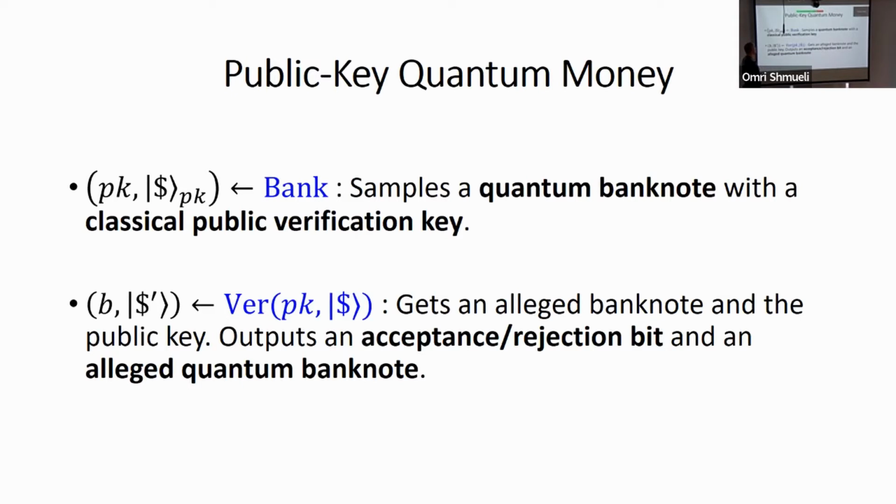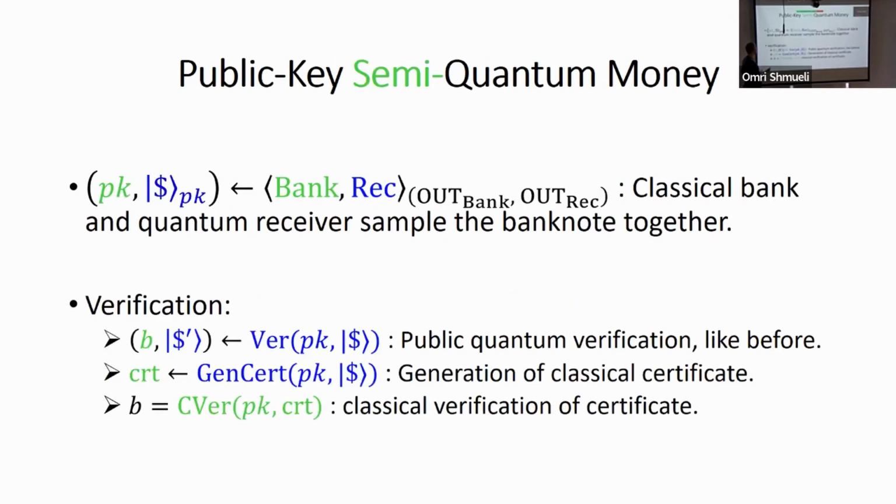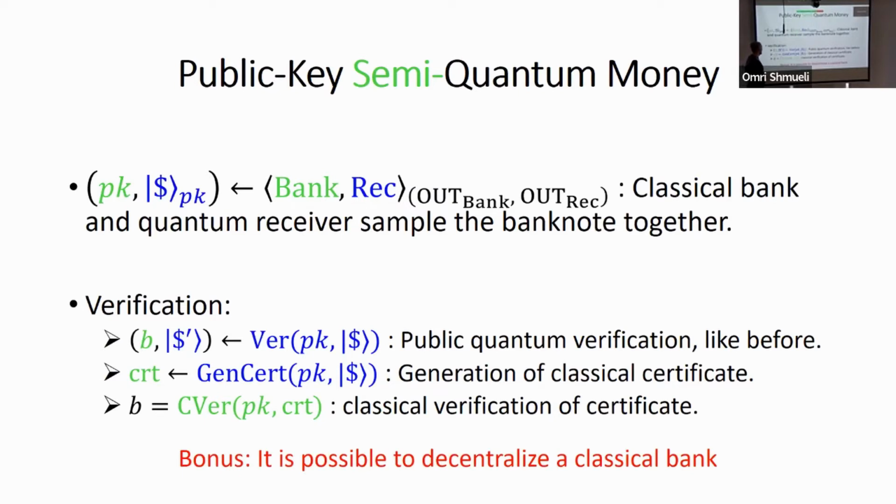Okay, so this is the definition of the fully quantum scheme, and this is the definition of the semi-quantum scheme. And one last word is that, like a bonus with the semi-quantum money, we can decentralize the bank. We can decentralize the bank because it's a completely classical algorithm that, after the banknote generation, is public. It doesn't use any trapdoor information or secret information. So only the minting process can be made by the bank. It opens the possibility of classical MPC, like decentralizing the bank this way.